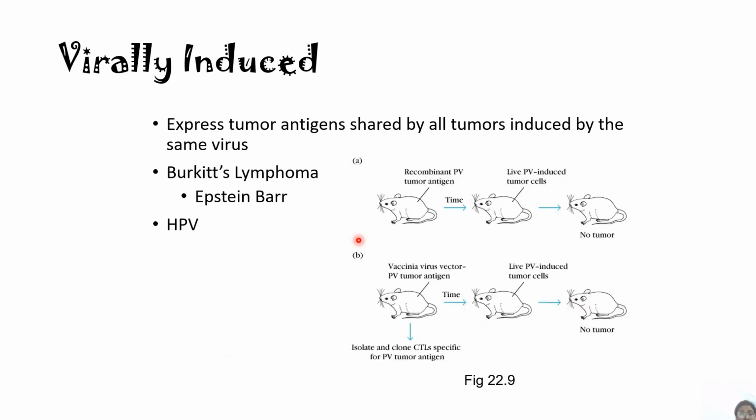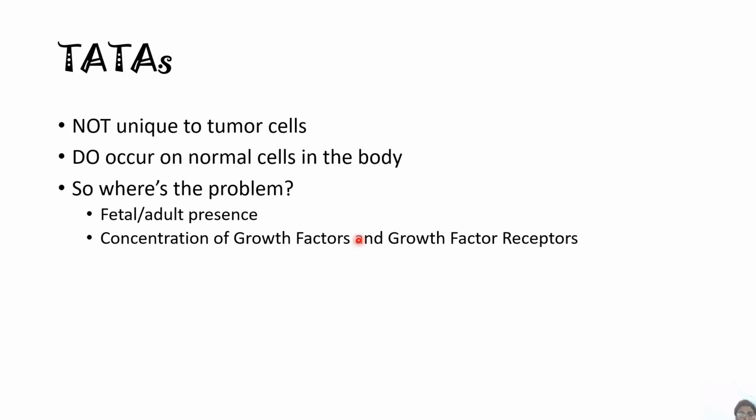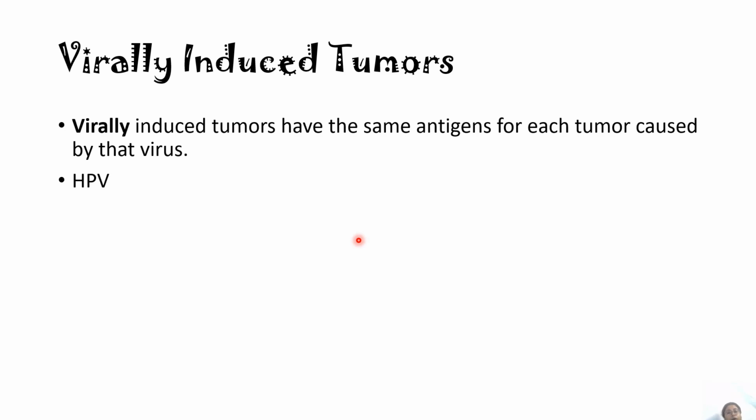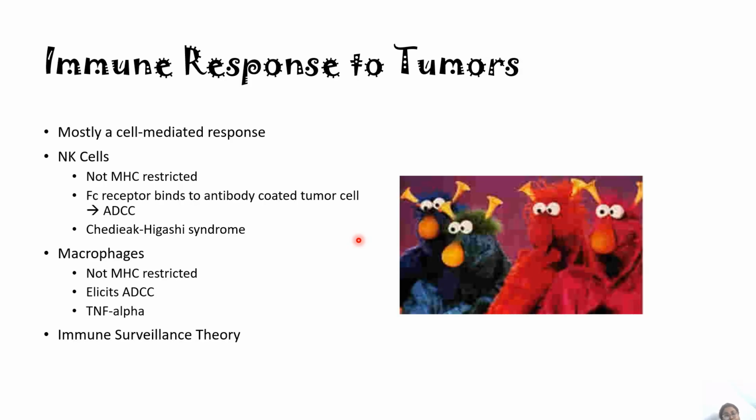Virally induced tumors can express tumor antigens shared by all tumors induced by the same virus, like Burkitt's lymphoma, Epstein-Barr virus, HPV, etc. These are not unique to tumor cells. They occur in normal cells in the body. So what's the problem? Fetal or adult presence, concentration of growth factors and growth factor receptors. Virally induced tumors have the same antigens for each tumor caused by that virus, like HPV. And what is the immune response to tumors?